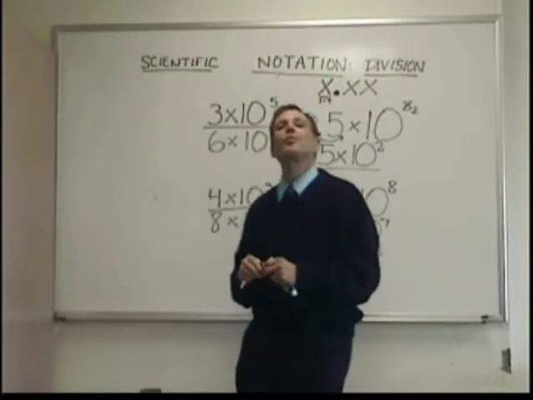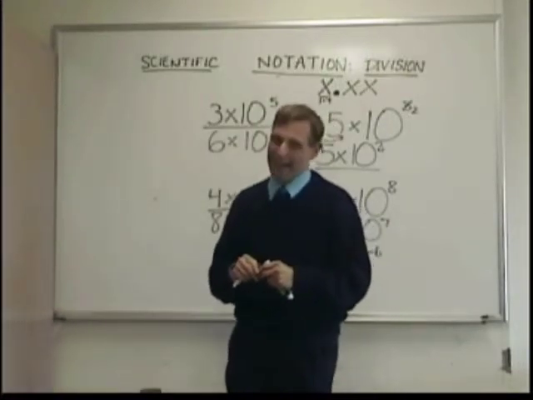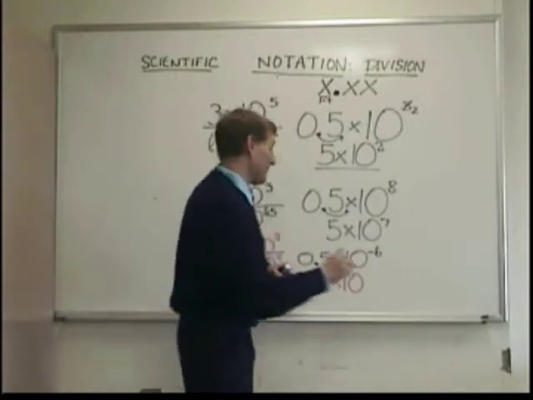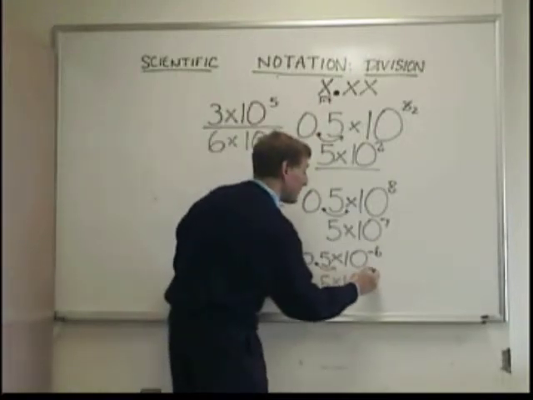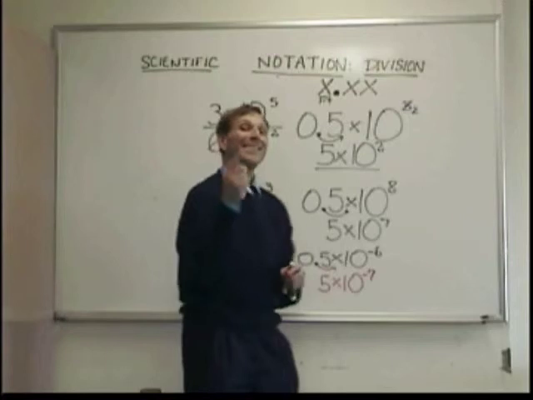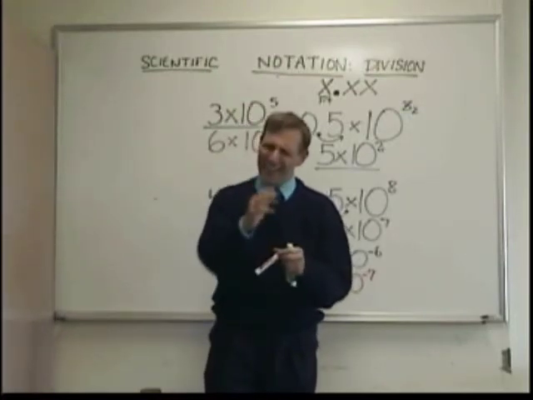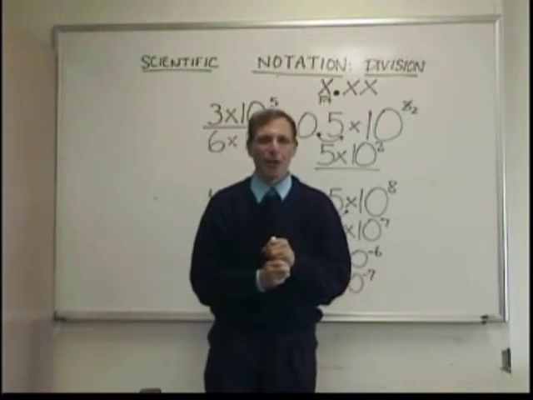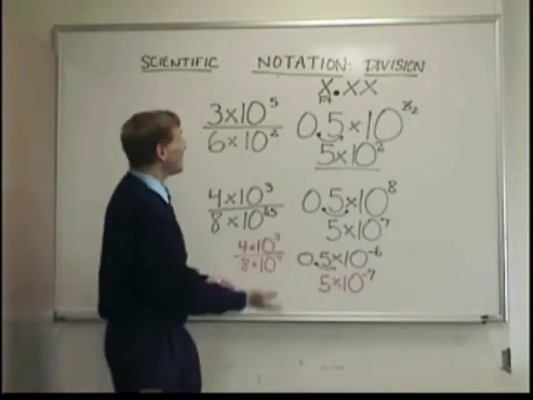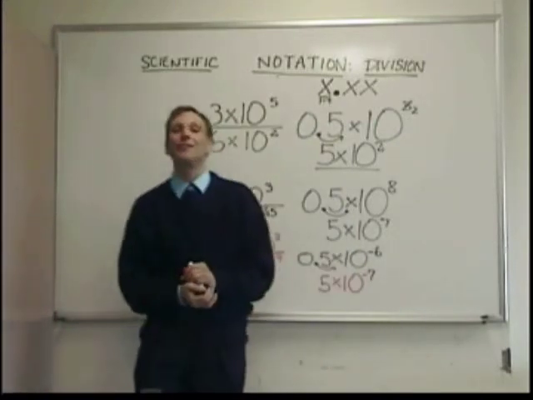Think about that. What's 1 smaller than negative 6? It's negative 7. That's 1 less than negative 6. I hope you weren't thinking negative 5, because things are a little different in negative numbers. And this is how you divide in scientific notation.